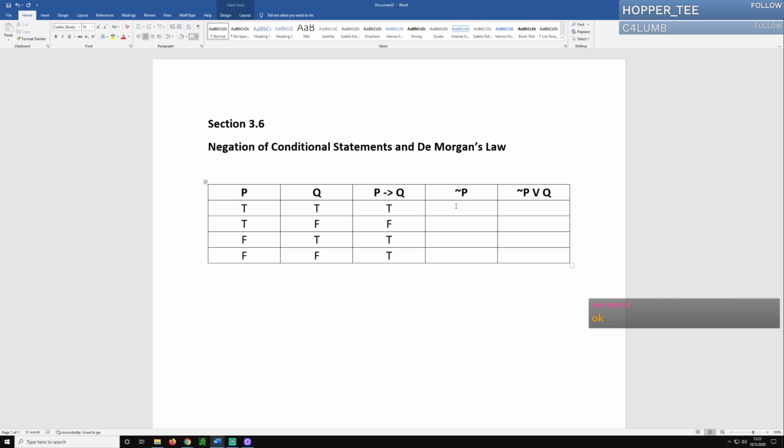Now let's go ahead and check to see if not P or Q is equivalent to if P, then Q. So we're going to put in not P here, which is false and false and true and true. Okay, that table there, not so hard. Now we're going to take the OR statement here. So we say not P or Q, taking the column of not P and the second column of Q.